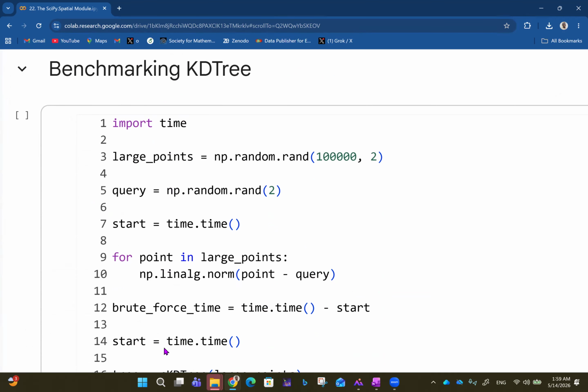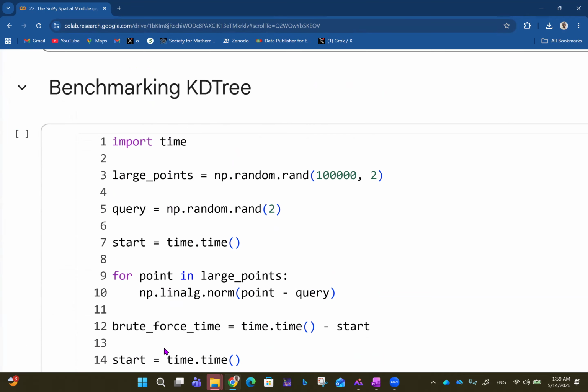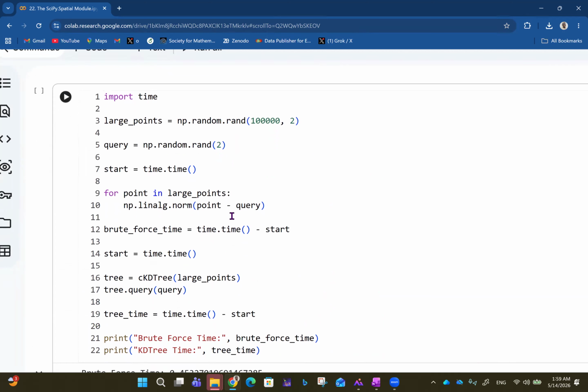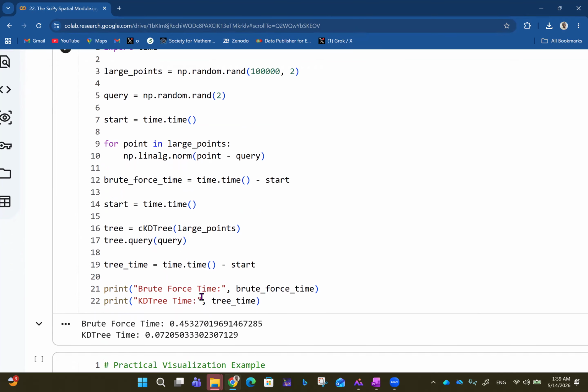Then benchmarking KDTree. Here we need time. For large points, you have random values 100,000 by 2, and then your query is np.random.rand(2). Then start is time.time(). For point in large points, using linear algebra, take the norm of point minus the query, and then brute force time is time minus start, then start is time.time() again. So here we are dealing with some timing, and then you do the cKDTree of the large points and do the query, and then you run all of that.